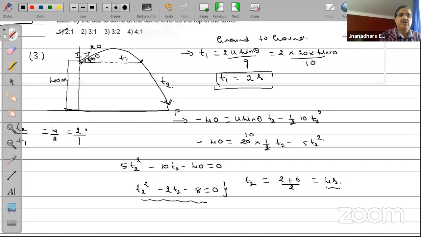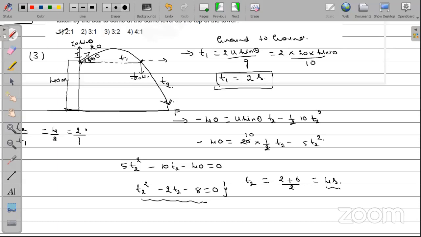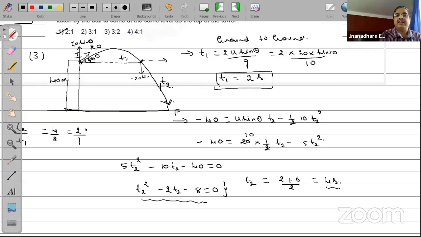But I've taken the initial velocity to be equal to 20 sine alpha in the upward direction. If your analysis were to be taken, then if I started from here, I should have taken this to be minus 20 sine theta. I took it as plus. If I take it as plus, then I calculate from this point to this point. If I take it as minus, then I calculate the time taken from this point to this point.